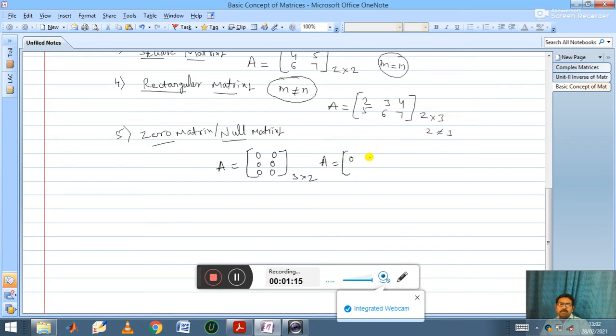You can give several examples. So this is a 2 cross 3 matrix. All the entries are 0, which means you can say that the matrix is a null matrix. Go to the next definition.